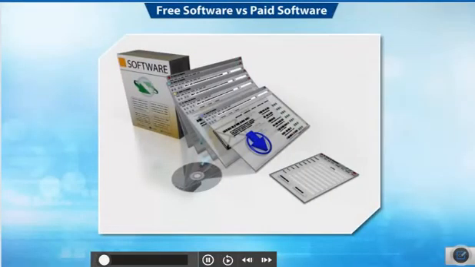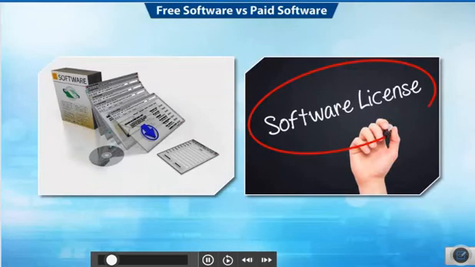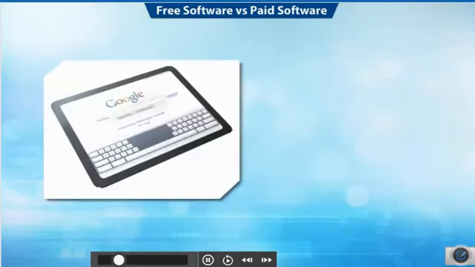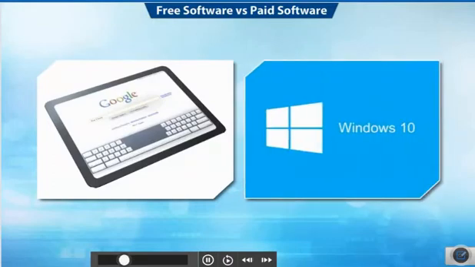Generally, free software is preferred to the paid ones. Proprietary software packages can be purchased with a license with varying validity, such as monthly, yearly, or lifetime validity. For example, Google is a free online search engine. Windows 10, on the other hand, has to be purchased.